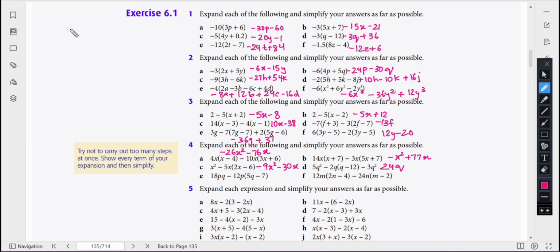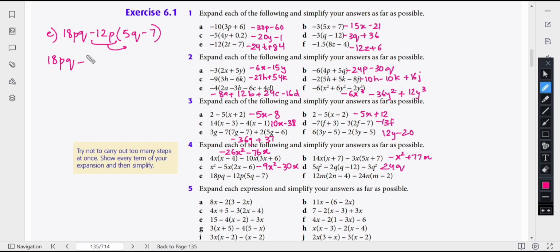Now we hop on to E part, that is 18pq minus 12p(5q minus 7). How will we solve this? Minus 12p will be multiplied inside, and 12 into 5 is 60q. Minus 12 multiplied by 7 is going to be plus 84p.